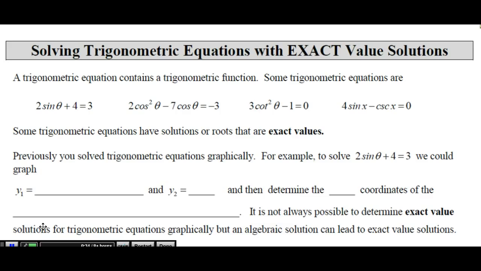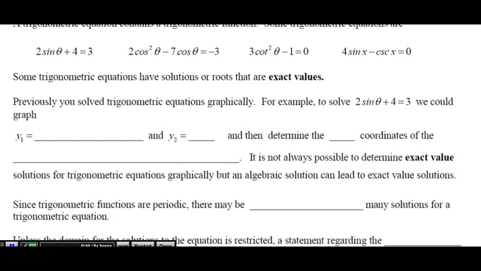And some of these trig equations have solutions that are exact values, right? Which means we can work them out. So we're going to get numbers like 0, 1/2, root 2 over 2, root 3 over 2, or 1. Those are our exact values.